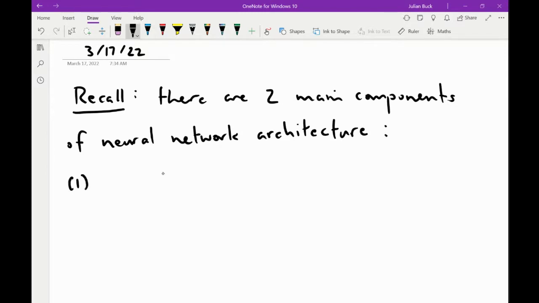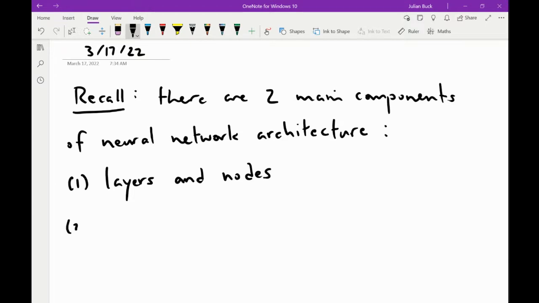The first are the layers and nodes. So in some sense, geometrically, what does the network look like? How many layers are there? How many nodes are there at each of the layers, etc.? So it's the physical structure, so to speak, of the network.